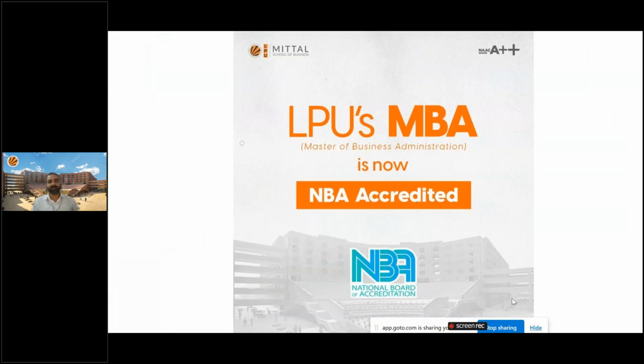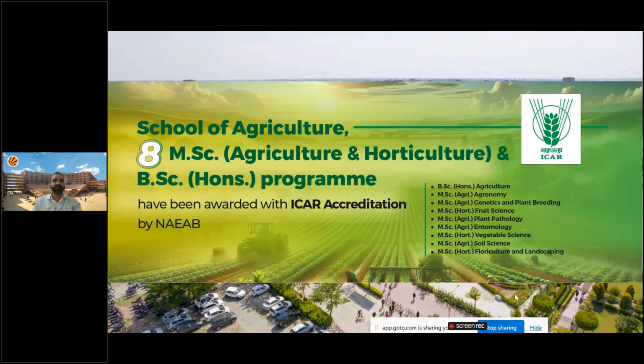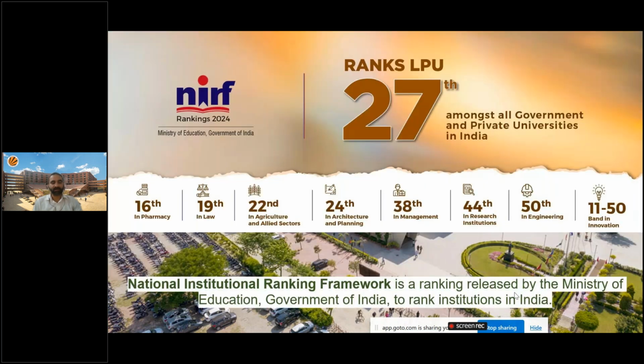We have NBA accredited programs also, like MBA and BTech programs. With ICAR accreditation, we have the School of Agriculture, where 8 MSc agriculture programs, along with the BSc honors agriculture program, have been awarded ICAR accreditation. With the NIRF ranking, we stand 27th amongst all government and private universities in India. Discipline wise, 16th rank in pharmacy, 19th in law, 22nd in agriculture and allied sciences, 24th in architecture and planning, 38th in management, 44th in research institutions, 50th in engineering, and the 11 to 50 band in innovation.